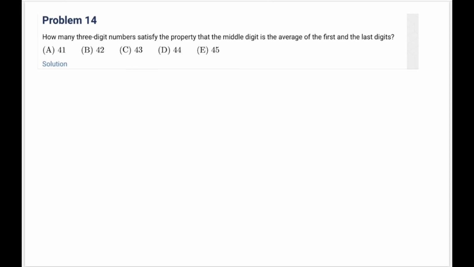How many 3-digit numbers satisfy the property that the middle digit is the average of the first and the last digits? Okay, so let's say the 3-digit number is A, B, C, and then B has to be (A plus C) over 2, right? There are many ways, so let's start with what B could be. B can't be 0, because that way A and C will both have to be 0, so that's impossible. So B starts from 1, 2, 3, 4, 5, 6, 7, 8, all the way to 9.